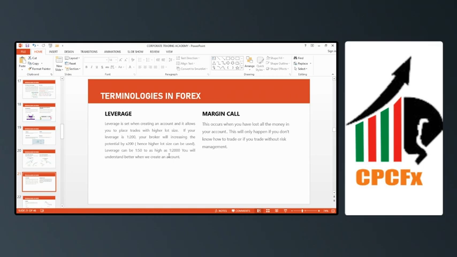Then we have the margin call. This occurs when you have lost all the money in your account. When you have lost all the money in your account, that means you don't have any money at all. We call it a margin call. This will only happen if you don't know how to trade, or if you trade without risk management, which we are going to be teaching you. You must know how to trade with proper risk management. Okay, so don't lose your money.